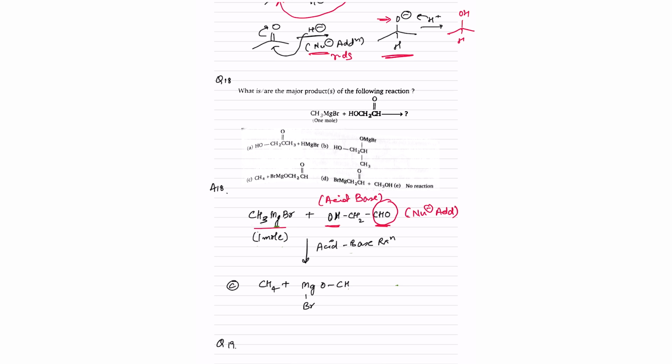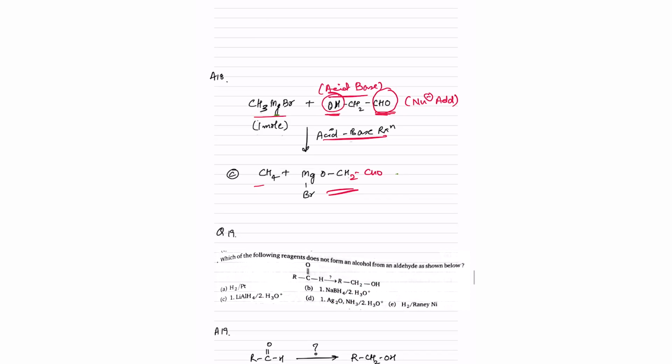Then we will see which reaction is faster. Definitely the acid base reaction is faster. Hence CH3MgBr will go and react with OH rather than attacking the CHO. An acid base reaction will take place, and CH4 and BrMgOCH2CHO will be formed. This will be your side product. So though both the functional groups can do the reaction, OH will do it faster because the acid base reaction is the fastest.